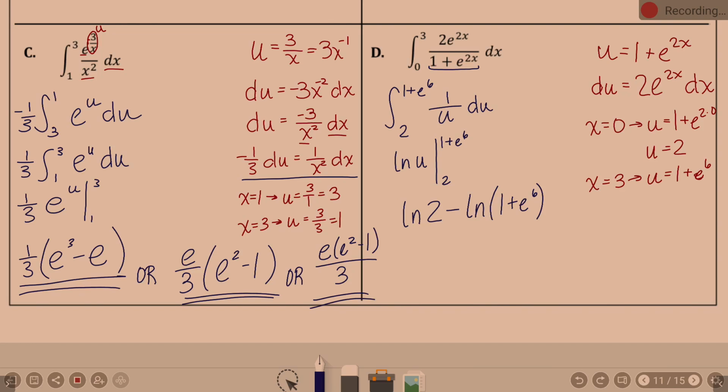Caitlin, I hope you would have spoken up and said, what? Why? I don't know what got into my brain, but it's natural log of the upper, 1 plus e to the 6th, minus natural log of 2. No idea why I messed that up, but don't always trust your teacher. That's the lesson to be learned there.